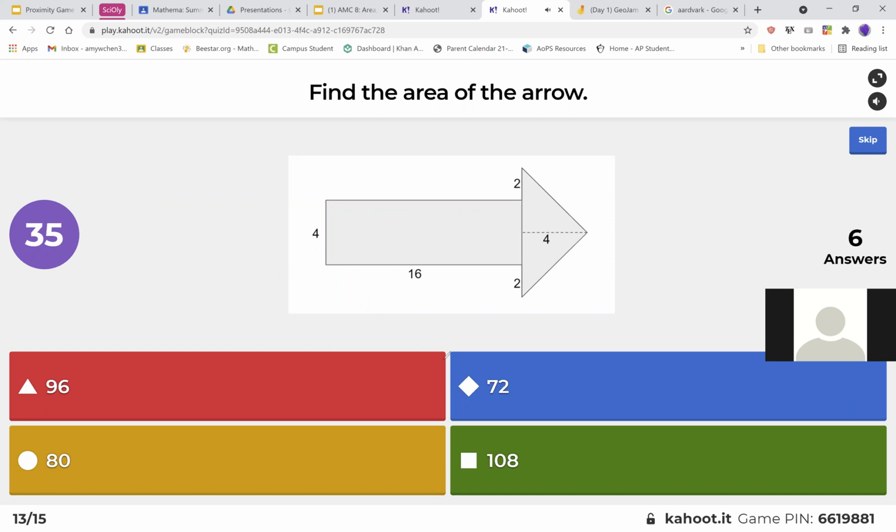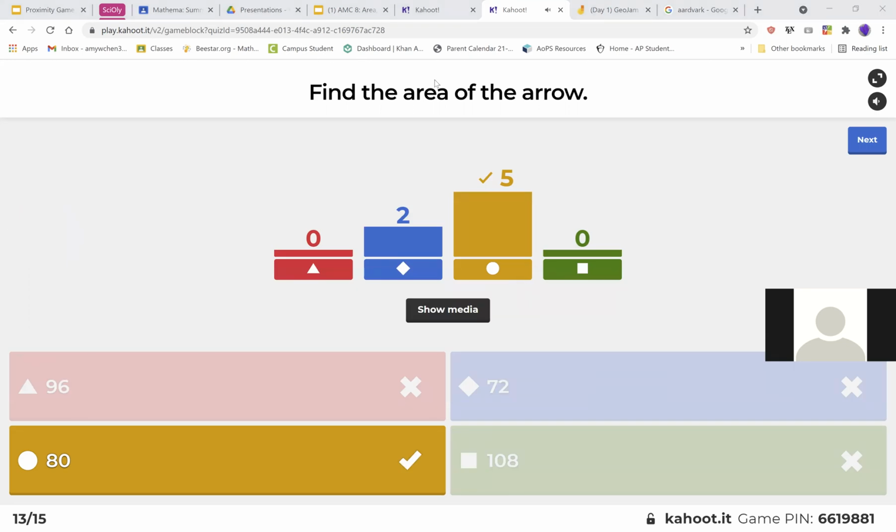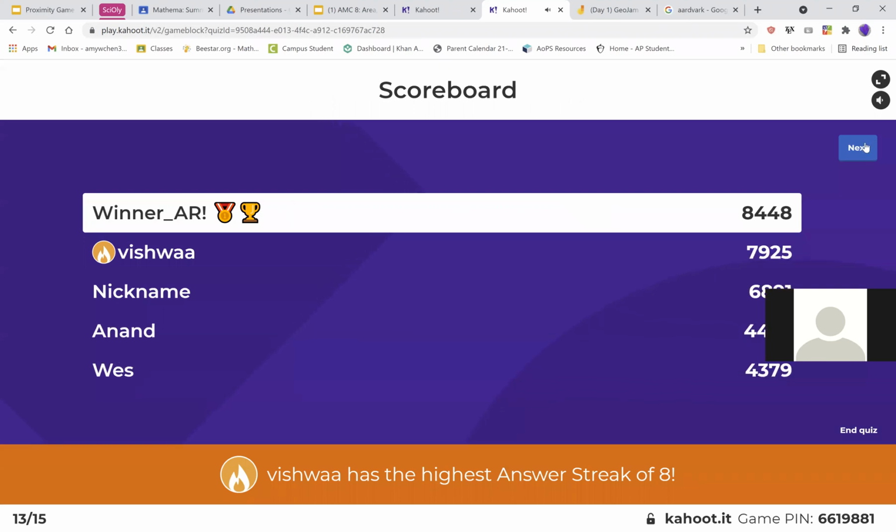Okay, yeah, this will be 80. You just find the area of the rectangle, add it to the little triangle. It's literally impossible for me now to go up any placements. Aw.